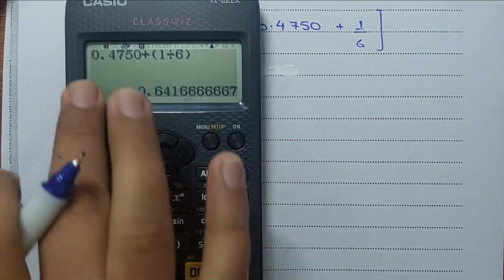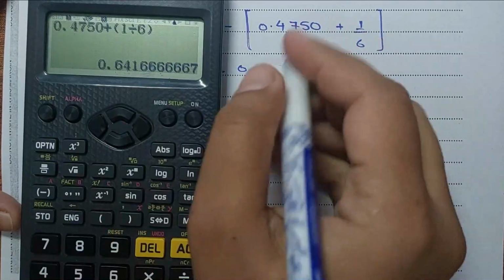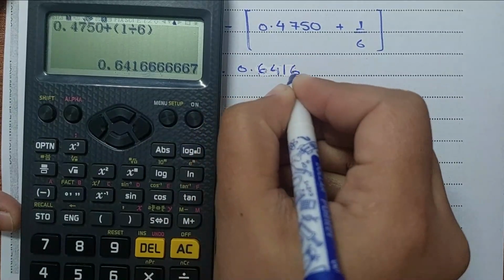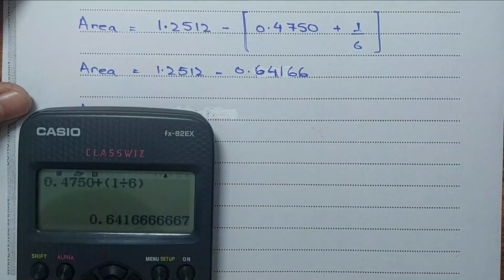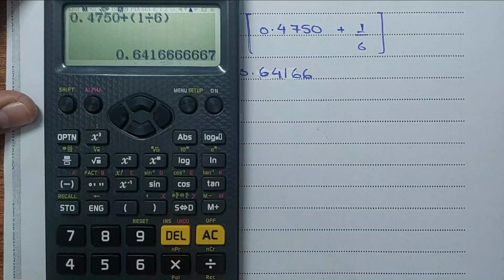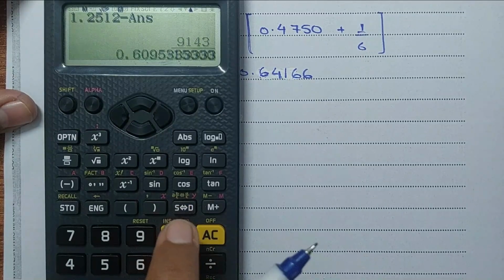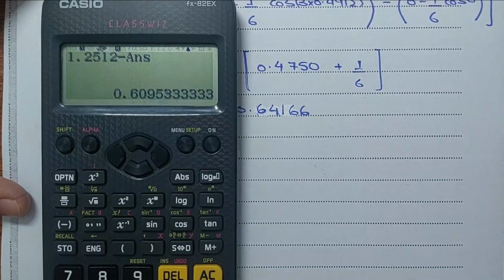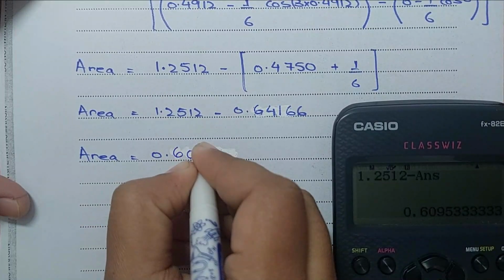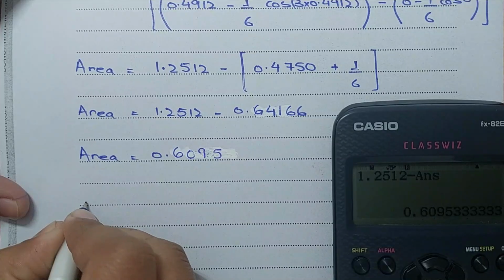0.4750 plus 1 over 6, this is 0.64166. And if you do 1.2512 subtract this number, 1.2512 subtract answer, this would be 0.6095. 0.609 and 5.